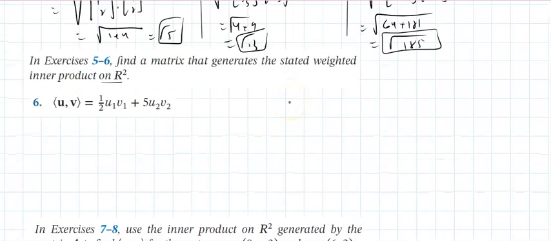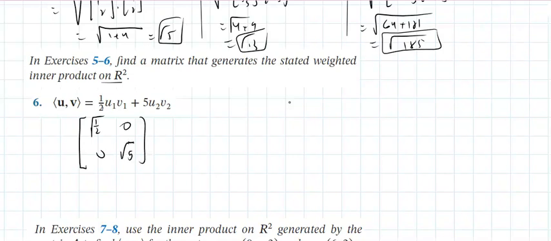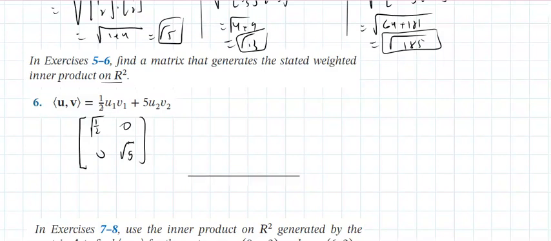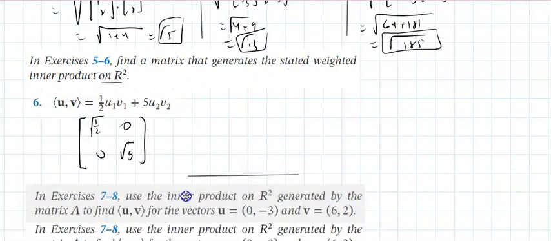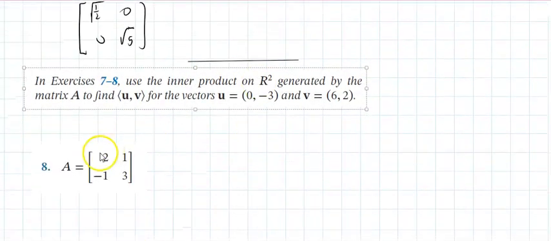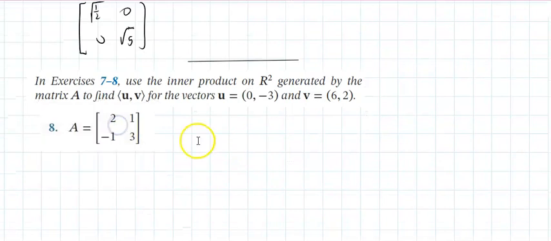So if I wanted to really get the weight of this, I'll simply say, there it is. And that's all I had to do. Really simple. Nothing to it. So find a matrix that generates the stated weights. There it is. And we'll come back to this. We're going to redo this one more time, but slightly different.